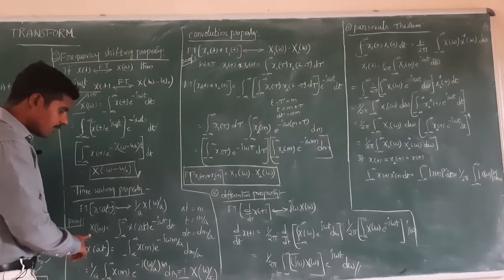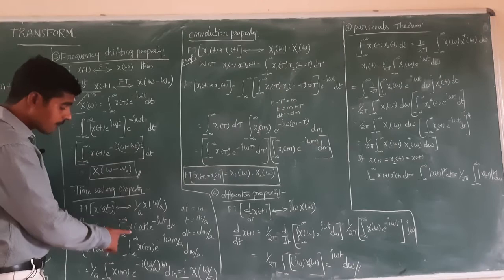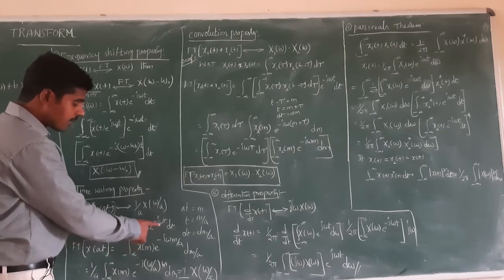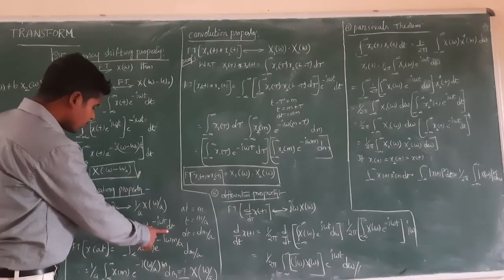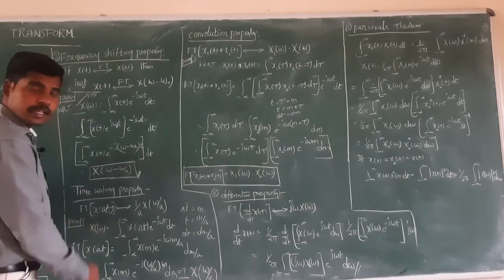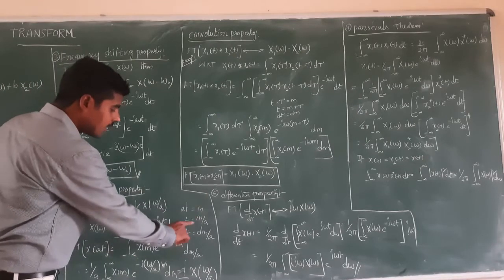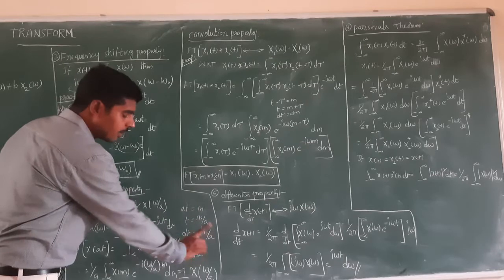From the standard definition of the Fourier transform, X of omega is equal to integral from minus infinity to infinity x of at into e power minus j omega t into dt. Here also the same thing, guys, I will directly replace this x of t from the given data. Therefore let us consider at is equal to some letter m, t is equal to m by a, dt is equal to dm by a.